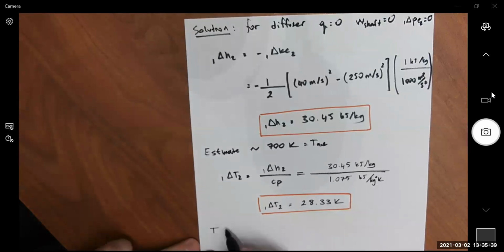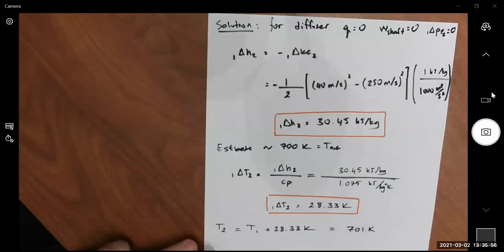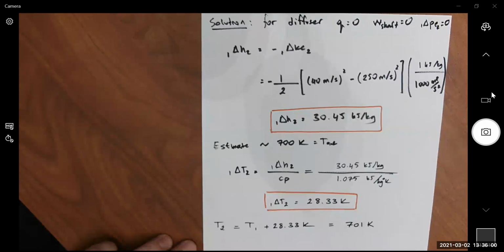Here T2 will be what? T1 plus 28.33 Kelvin. It will be 701 Kelvin. My estimation was pretty close. In engineering, sometimes you will have to do this kind of trial and error because two components that you have depend on each other. Temperature increases, Cp increases. If Cp decreases, temperature decreases. Sometimes you need to pick one of them to get the other one. This is what we did here, knowing as a fact that Cp does not change dramatically as a function of temperature.